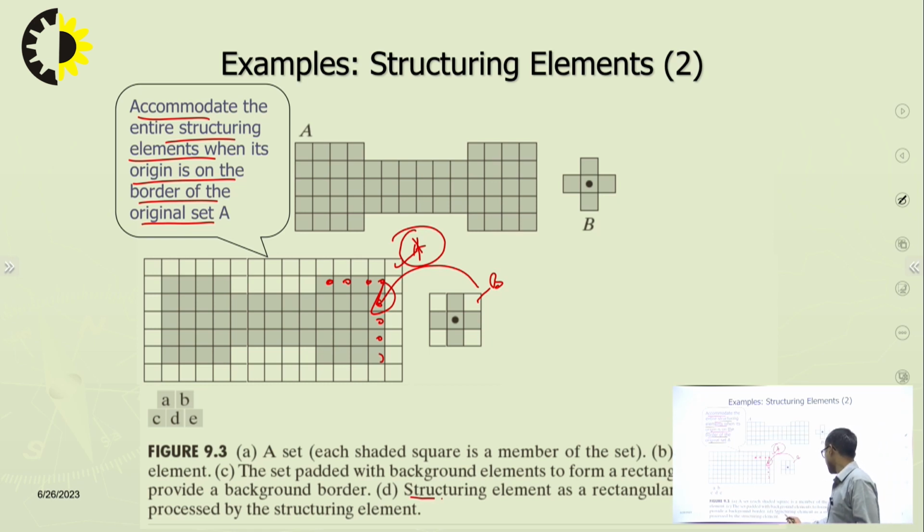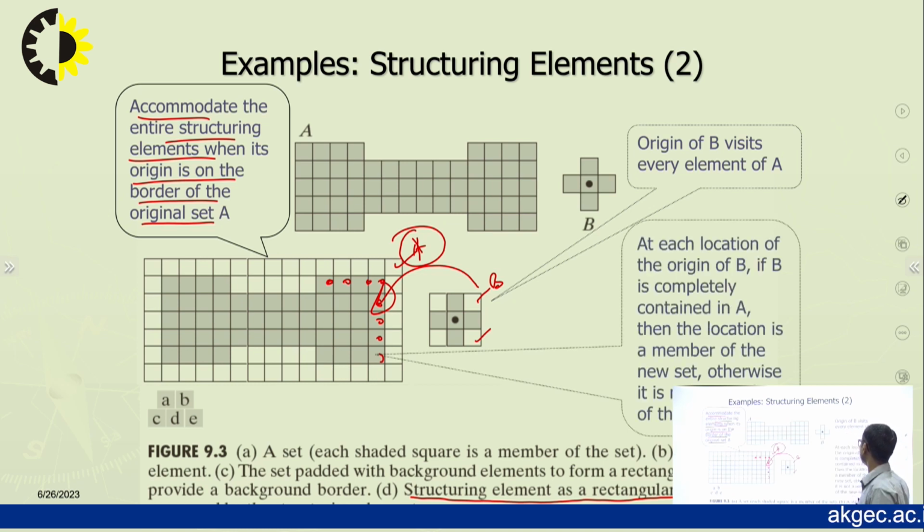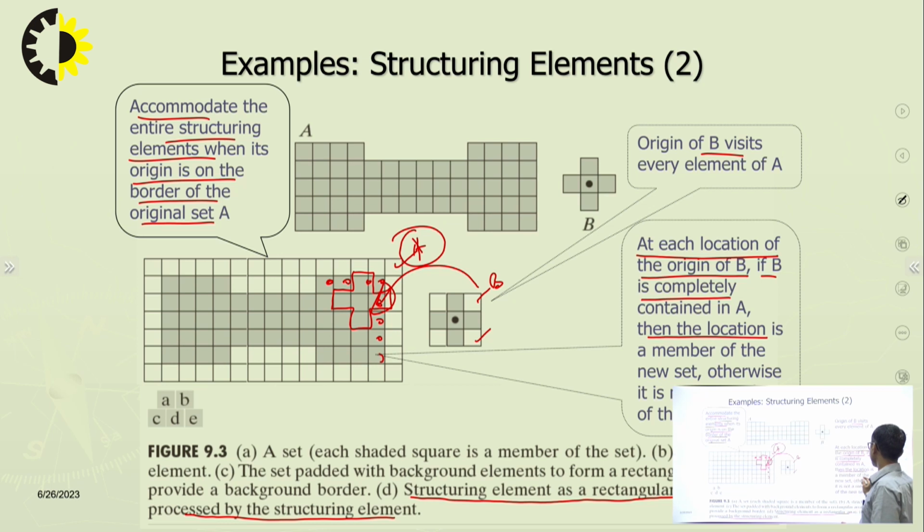So, the structuring element as a rectangular array is used to process the set A. We can see that this set B visits every element in A, and at each location of the origin of B, if B is completely contained in A, that is, it is a part of A, then we say that this particular location is contained as a member of the new set, otherwise it is not a member of the new set.